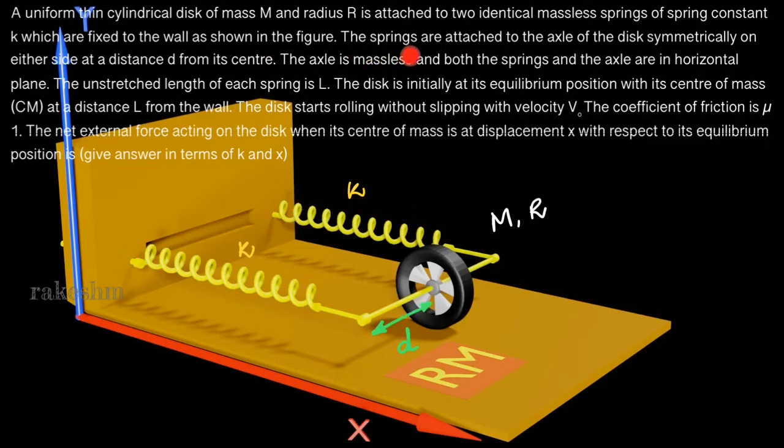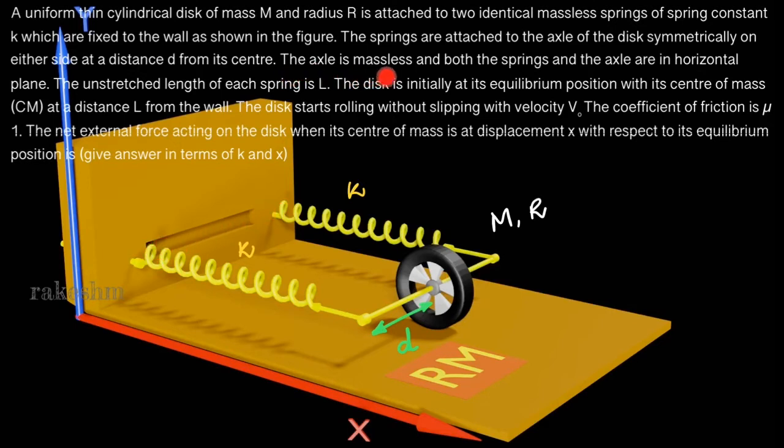Next, the springs are attached to the axle of the disc symmetrically on either side at a distance d from the center. So these two springs are fixed symmetrically to this cylinder with the help of an axle. You see this? And the distance of the spring from the center of the disc is d. So this is d here, and from here to here it is d. So the spacing between the two springs here is 2d.